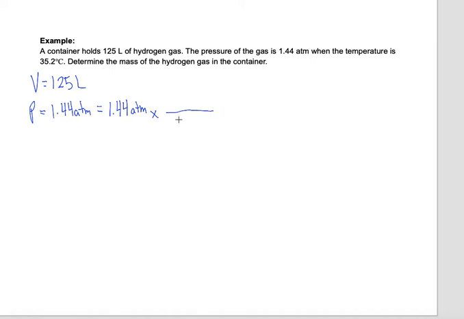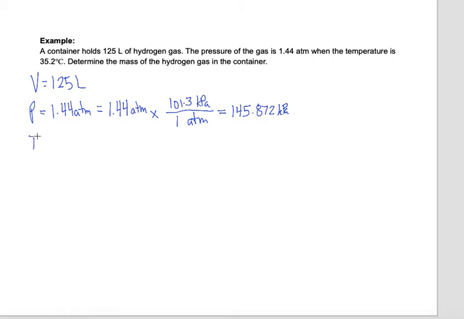So we're going to multiply by our unit conversion for gases, and we know that 1 atm is the same as 101.3 kPa. That was our unit conversion that we did last week. So once we do the math on that, we can figure out what our pressure is in kPa, because that's the unit that we need, and it would be 145.872 kPa.